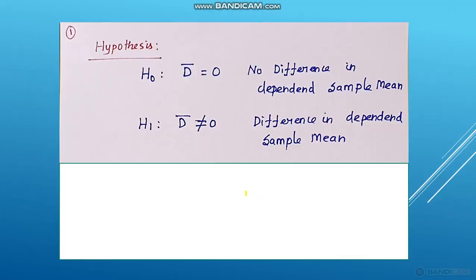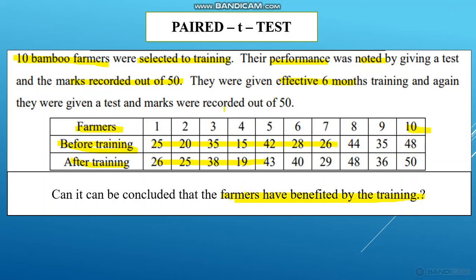For this we are applying the paired t-test. Why? Because we are testing before training and after training, and we have only a single sample of 10 farmers, not 20 farmers. In the 10 farmers we are applying two treatments, before training and after training.